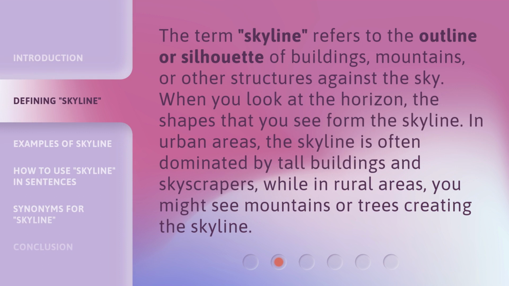The term skyline refers to the outline or silhouette of buildings, mountains, or other structures against the sky. When you look at the horizon, the shapes that you see form the skyline. In urban areas, the skyline is often dominated by tall buildings and skyscrapers, while in rural areas, you might see mountains or trees creating the skyline.